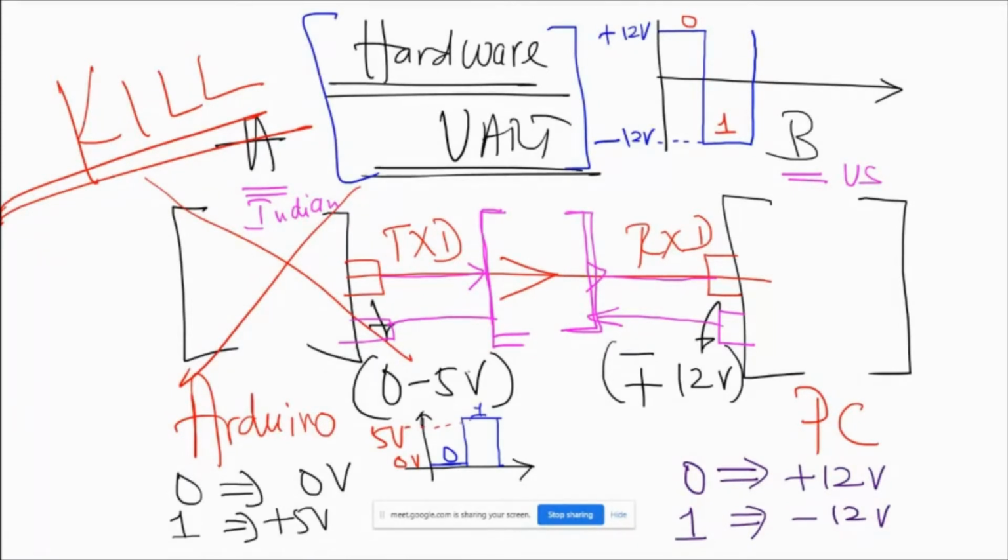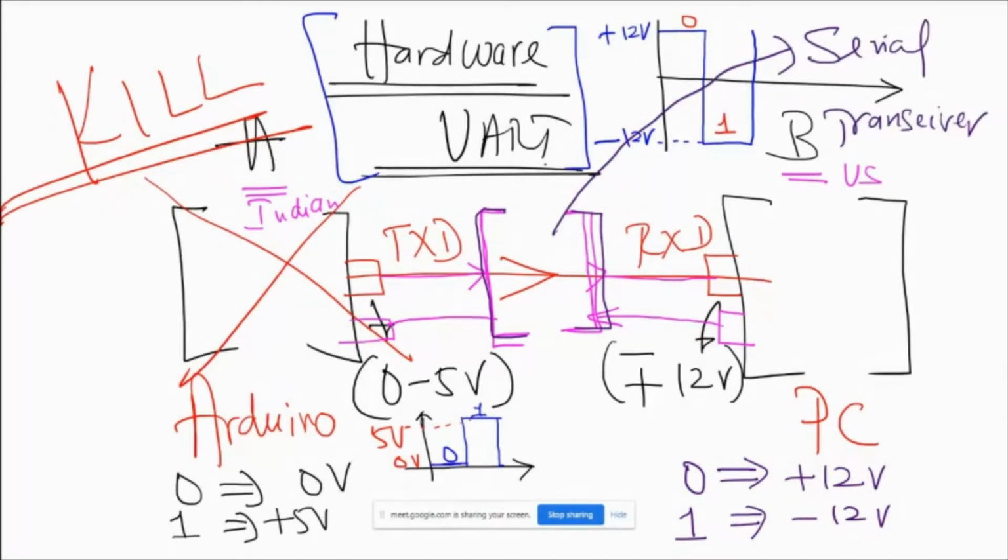My Arduino uses 0 to 5 volt logic. My computer uses plus or minus 12 volt logic. So if I directly wire them, it is going to kill my Arduino in no time. So what should I do? I should use an intermediary voltage translator device. This device is called a serial transceiver IC or serial level translator IC. The IC that we use is MAX232.